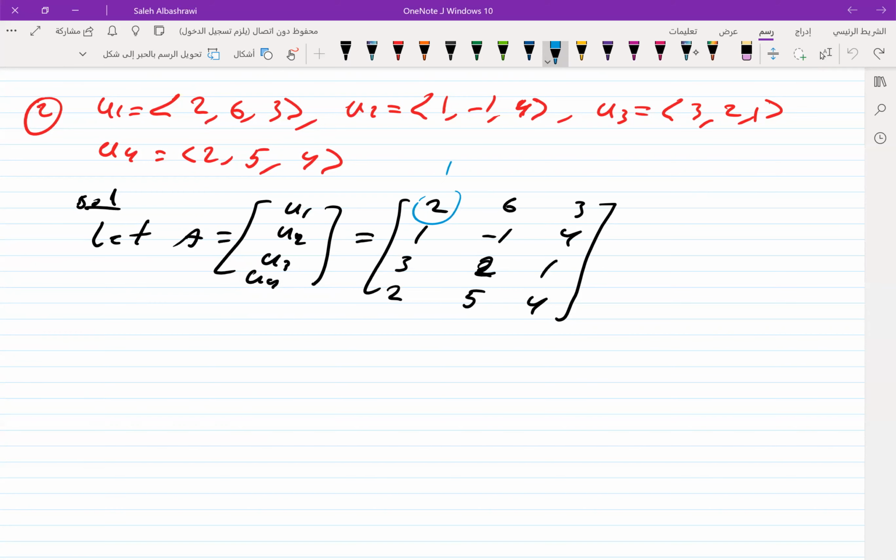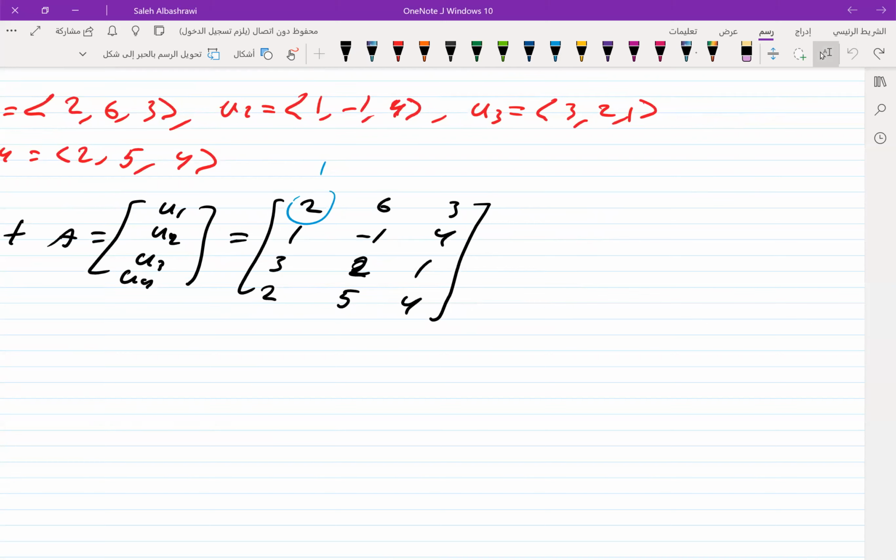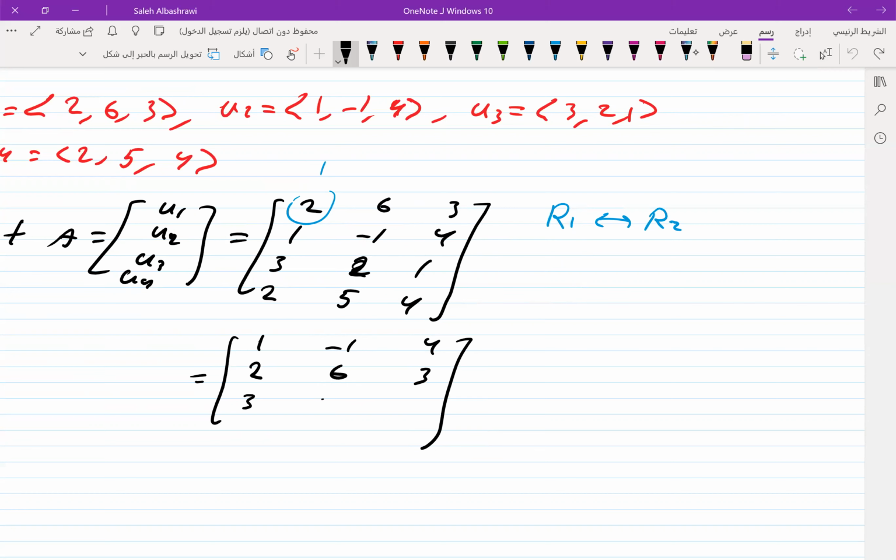I need this to be equal to 1. So I'm going to swap between R1 and R2. Interchange between R1 and R2. This will give me R1 will be 1, minus 1, 4. R2 is 2, 6, and 3. R3 as it is, 3, 2, 1, and R4, 2, 5, and 4.